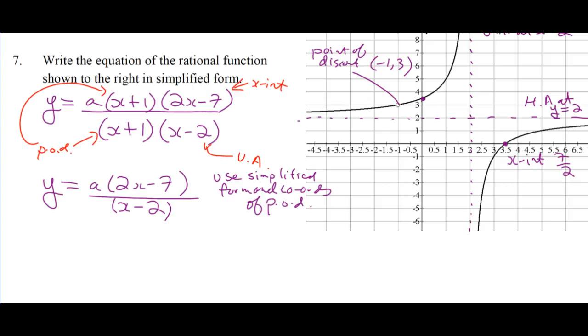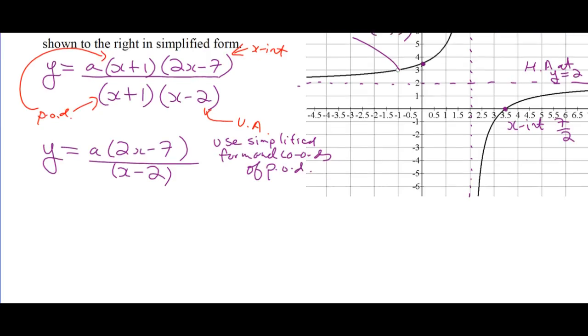We're just working this one backwards. All the other ones we work from a factored form, and then we get all the information. Here, we're given all the information, so we're working bottom up. So we know that y equals 3 when x equals 1.